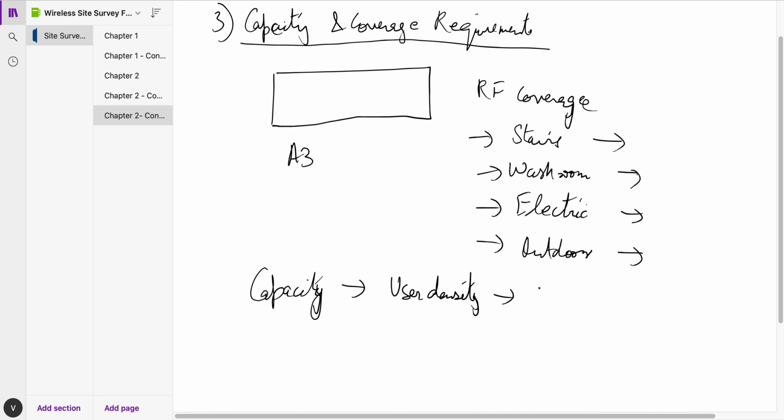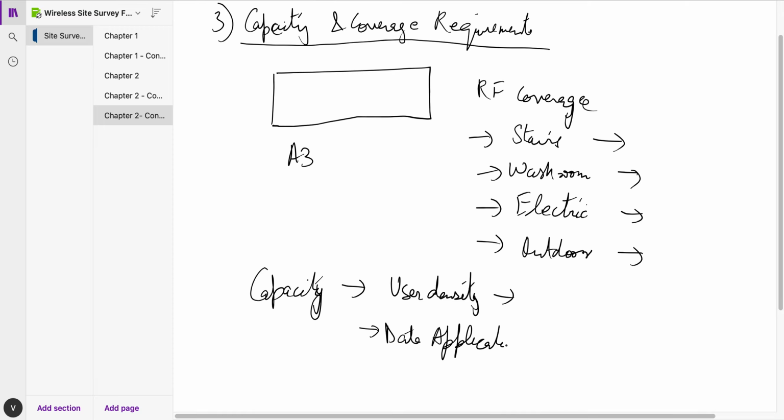So that is something which you need to know, which areas to target for higher density, which areas to target for lower density, which are areas where you don't expect people to be gathering at all. So these kind of questions you need to ask him. You need to also ask him about data application.